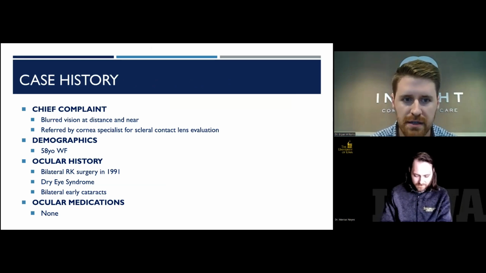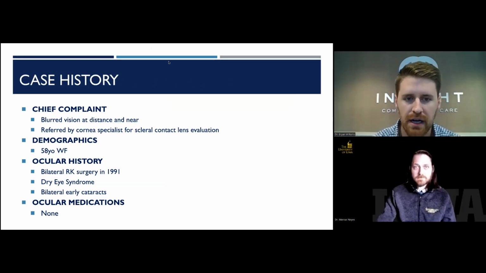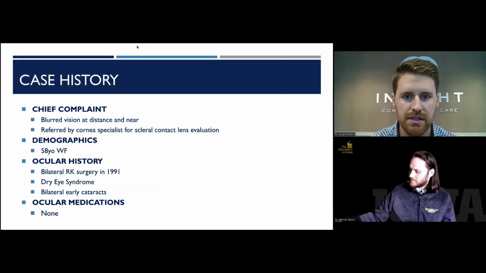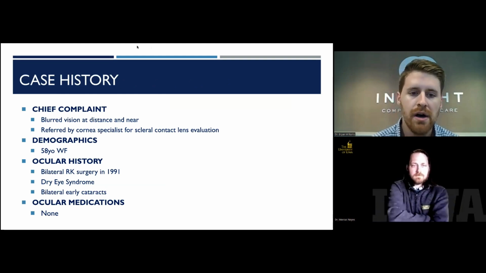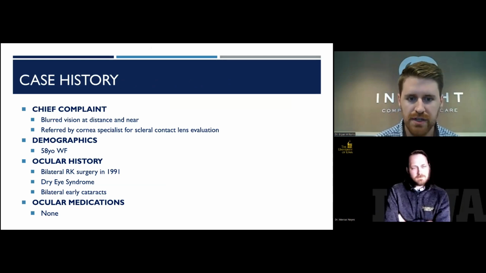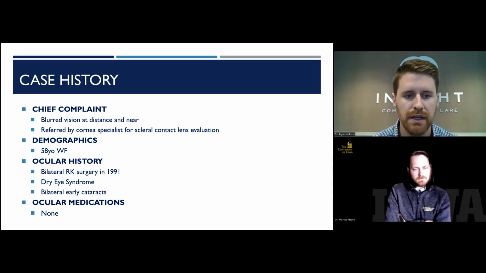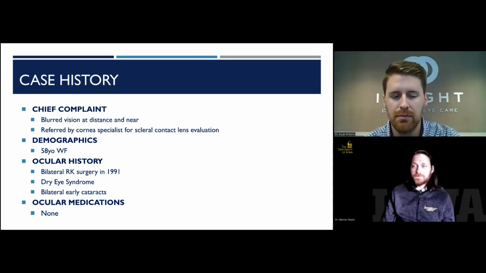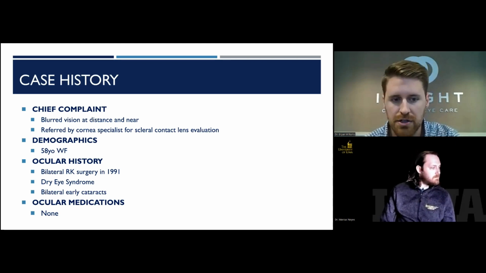So this patient was sent to me by a corneal specialist, and actually in conjunction, as you'll see in just a second, another optometrist as well, for the primary concern of blurred vision at all distances that they thought could sharpen up a little bit. So she was a 58-year-old white female. She had bilateral RK surgery back in the 90s. She has some dry eye syndrome as well that we were hoping to get at least managed a little bit better. The only other real component with the eyes, pathology-wise, was some early cataracts.